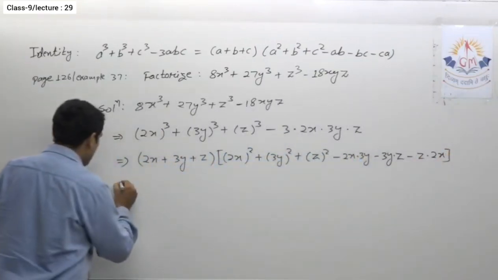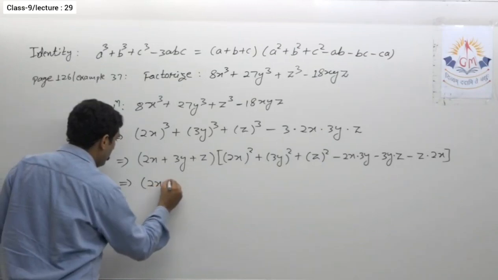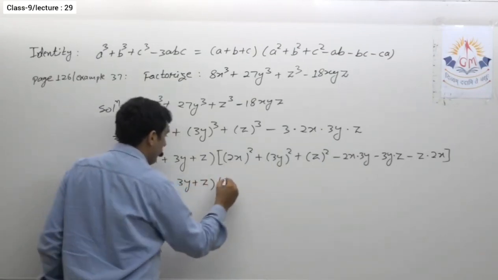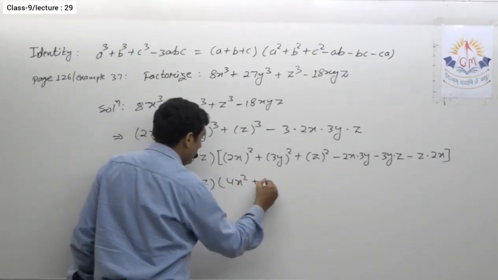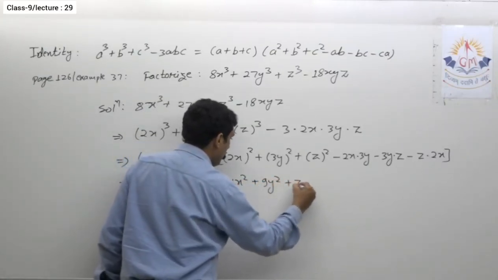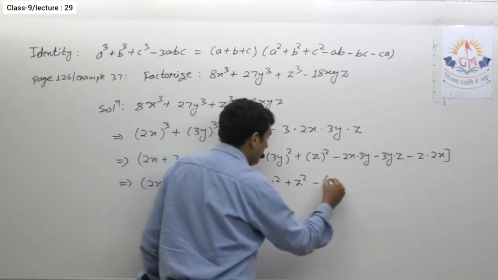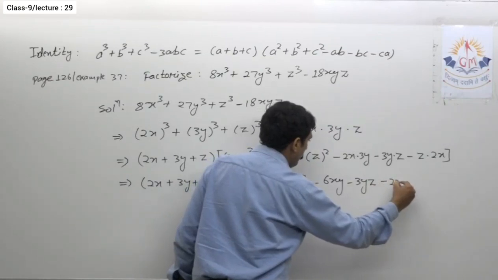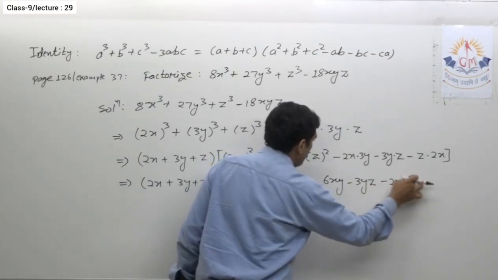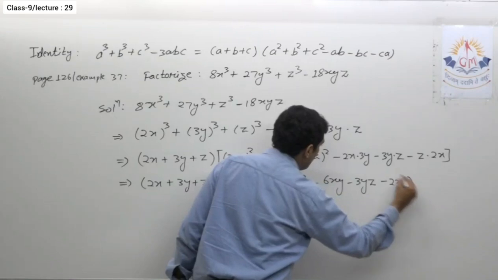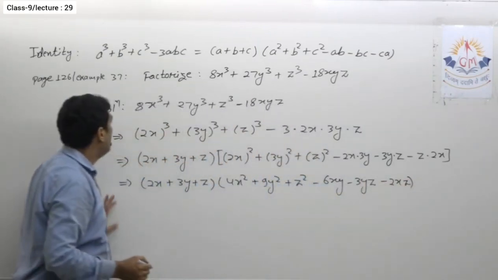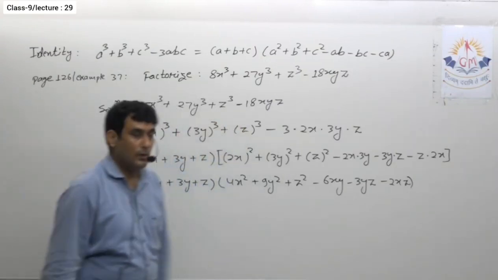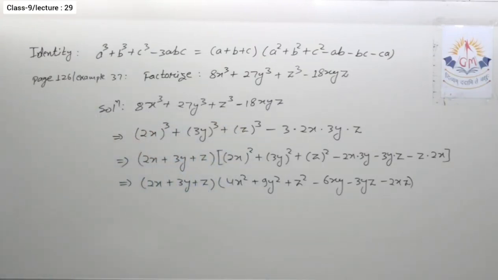Okay, so the next step gives me my final answer: 2x plus 3y plus z, and over here 4x square plus 9y square plus z square minus 6xy minus 3yz minus 2xz. So this gives me the two factors of the given expression. We can say these are the required factors of the given expression. I hope this is clear to you. Please note it down, then we will see the next question.